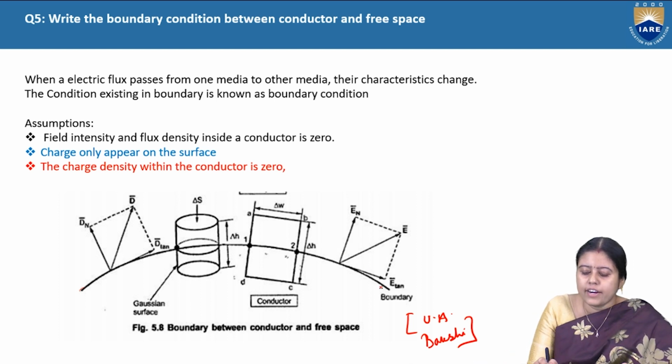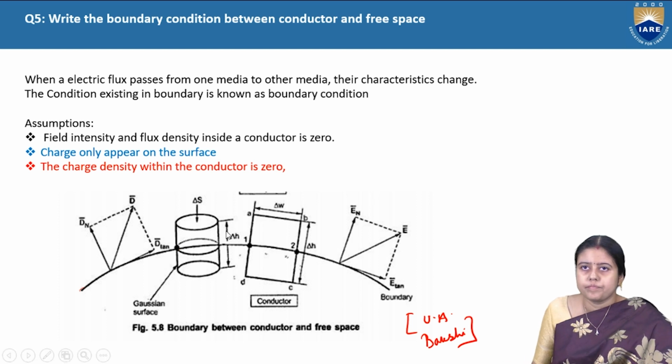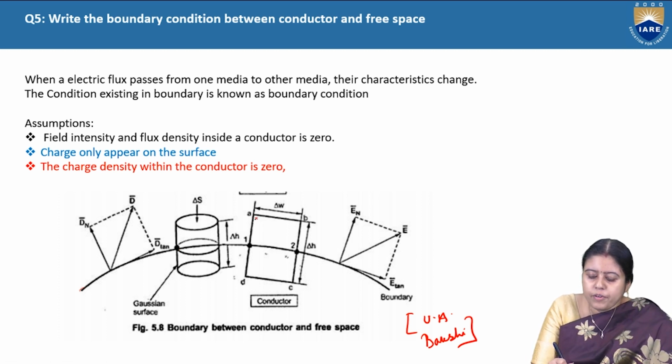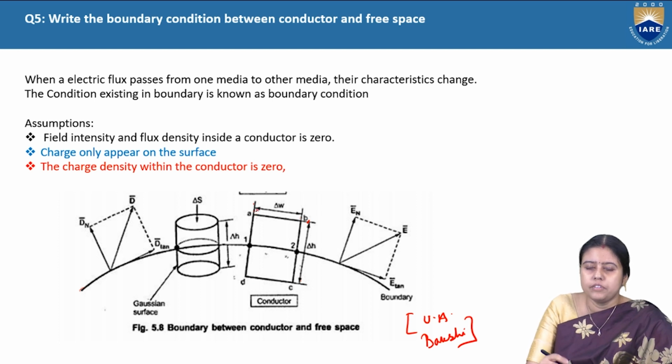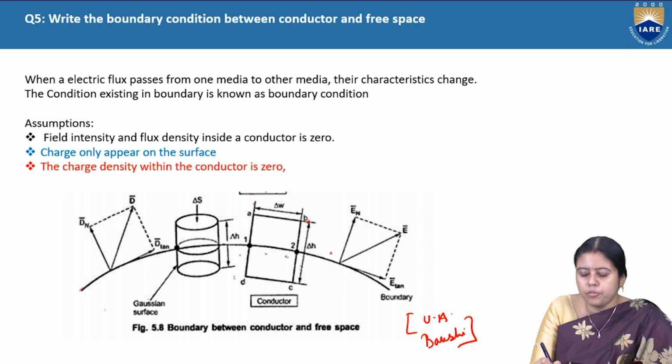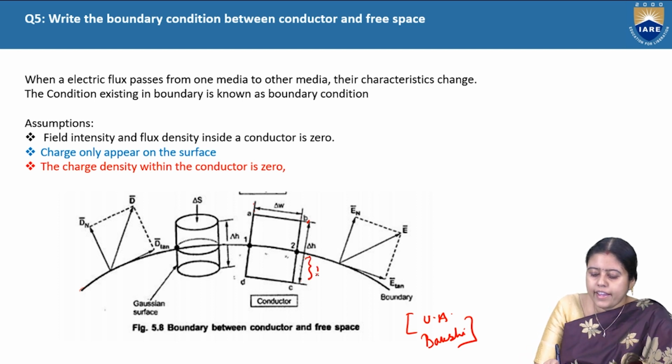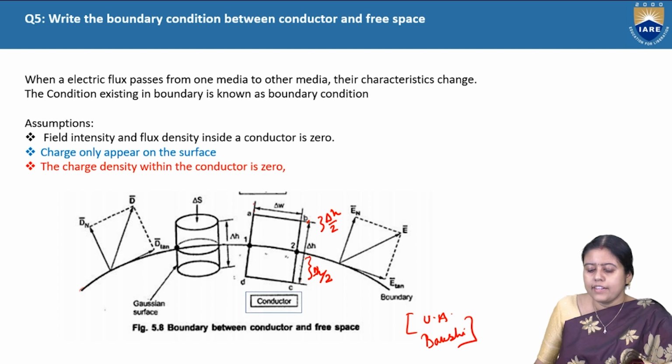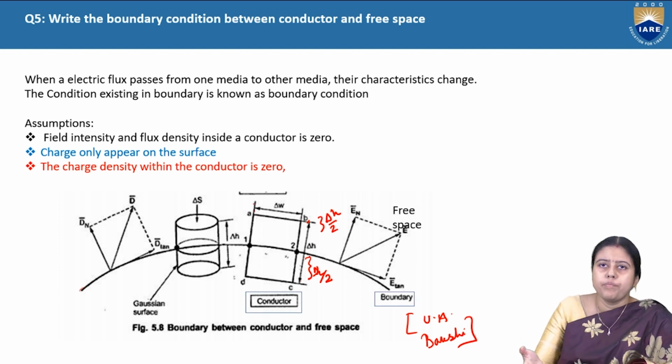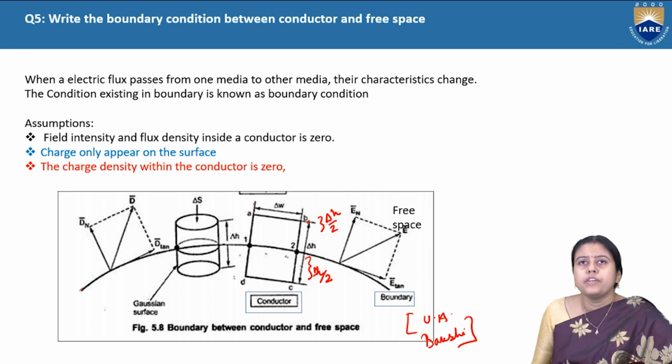So this is a conductor, this is the inside medium, this is the outside medium. If we take this medium from here, the total depth we take as delta H, and the width we take as delta W. Delta H by 2 is in the conductor, and again delta H by 2 is in the air. So this is the condition we are taking. This is the conductor portion and this is the free space portion.